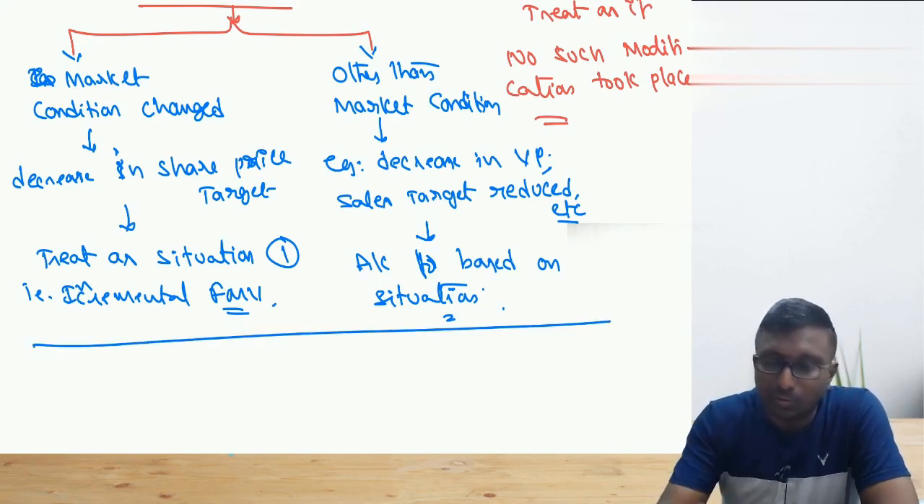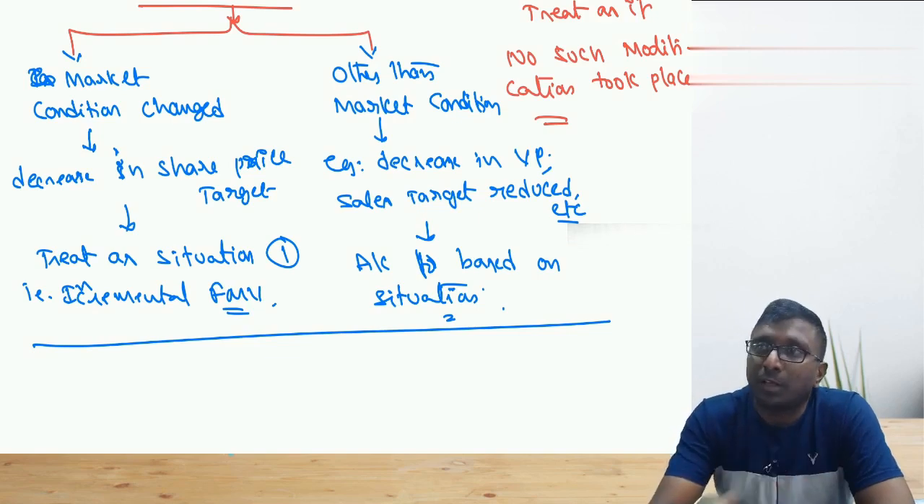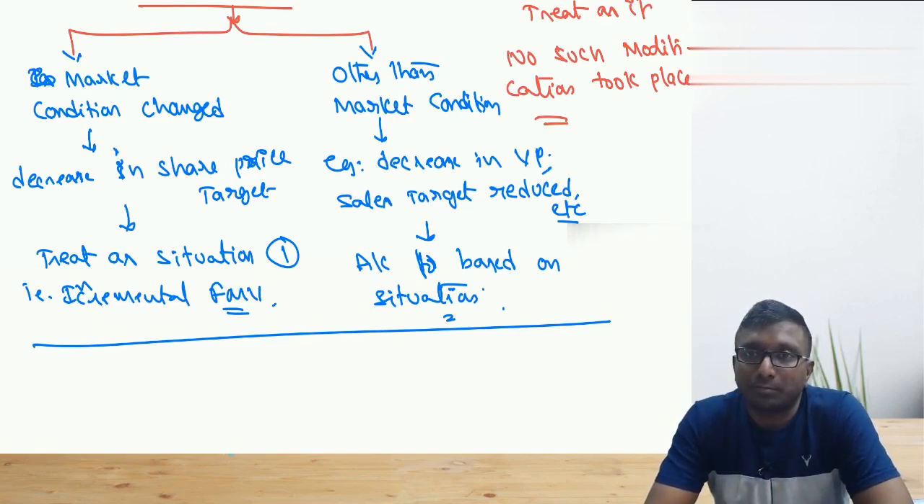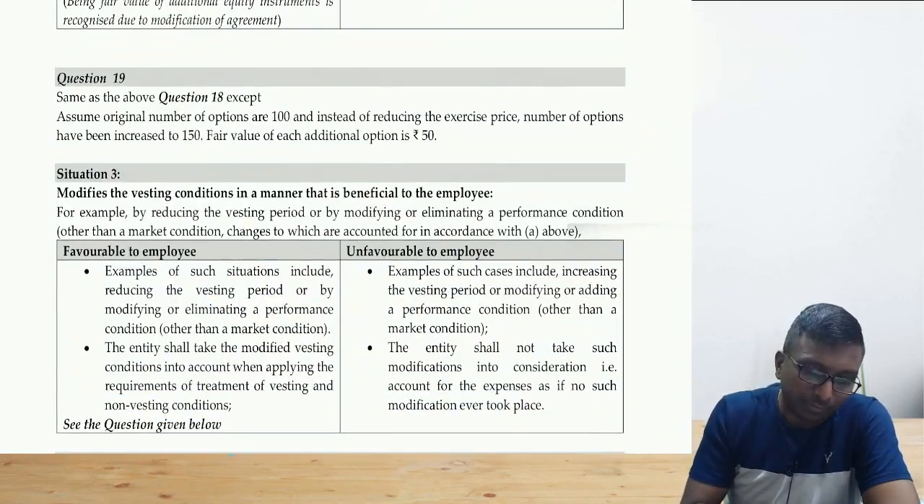That's all, my dear. This is about the modification. Modification has three situations in total. The first situation is change in the exercise price. The second is change in the number of shares. The third is all other changes. All other changes may also include market target price, meaning market condition is changed. If market condition is changed, directly go to situation number one. Other than market condition, you have to think and take a call. Got it? Right. So, shall we try? 819 sum.